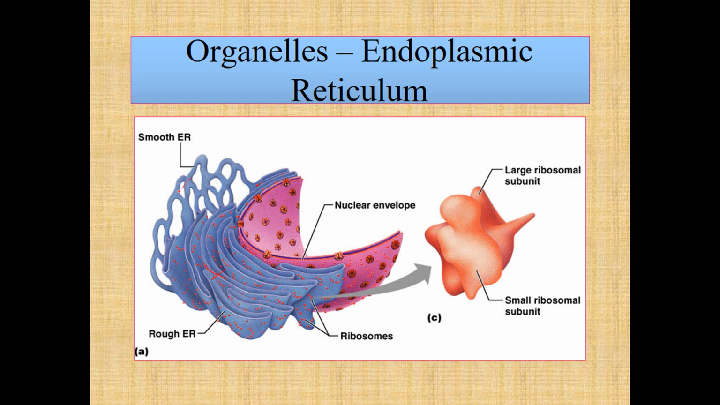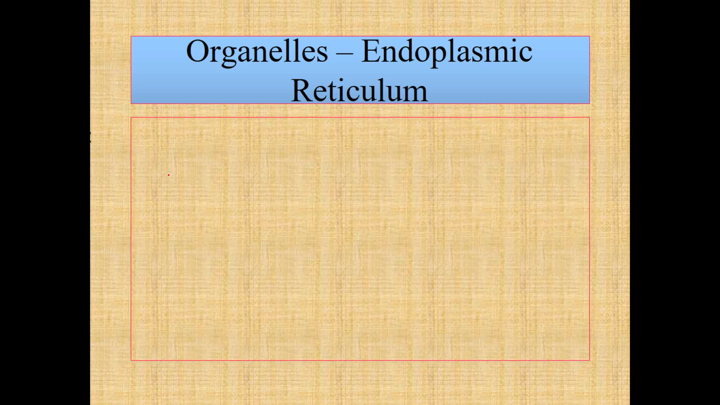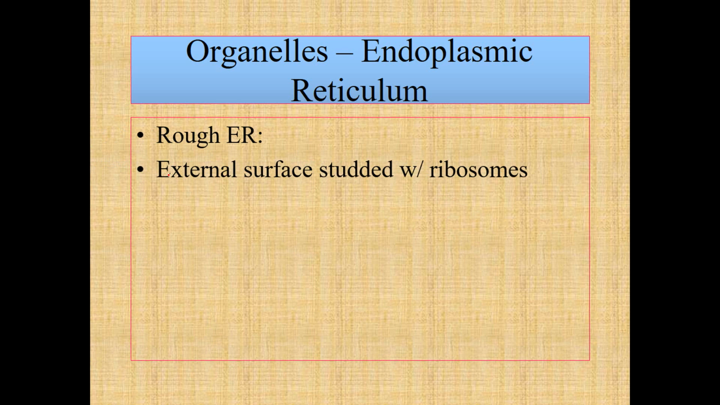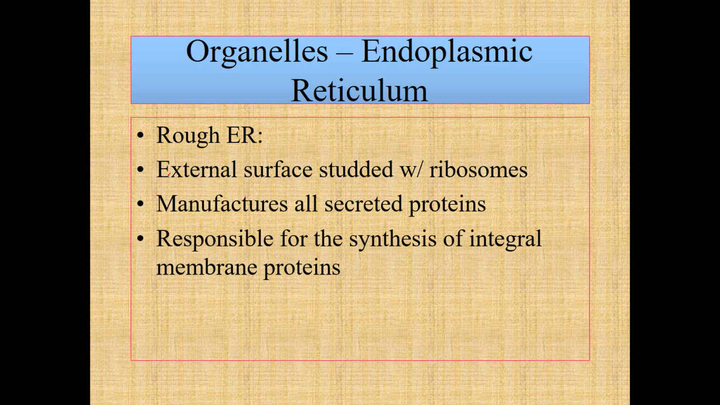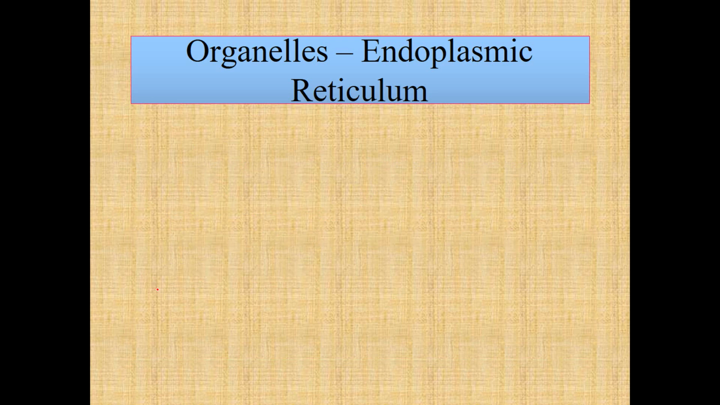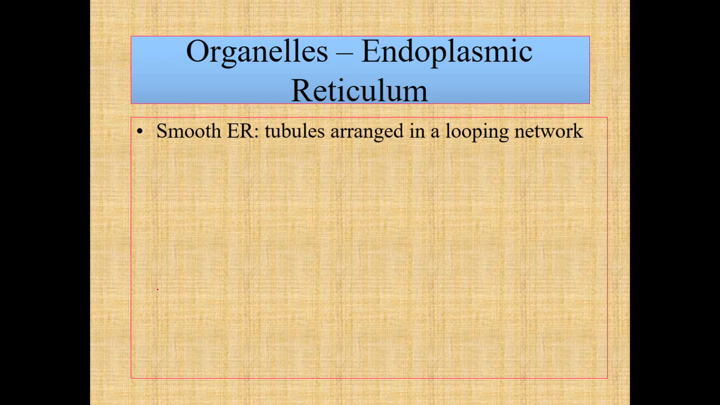So here's the rough ER, and then here's the smooth ER. So the rough ER has ribosomes, and it will produce proteins that get exported or incorporated into the membrane. This is just another way of saying that. Right? So we already know that the rough ER makes proteins that get shipped out of the cell or incorporated into the plasma membrane.